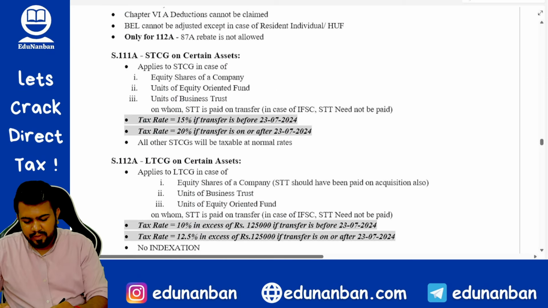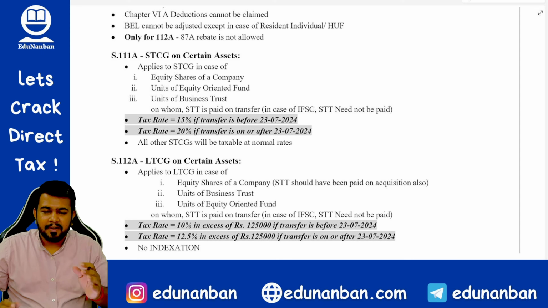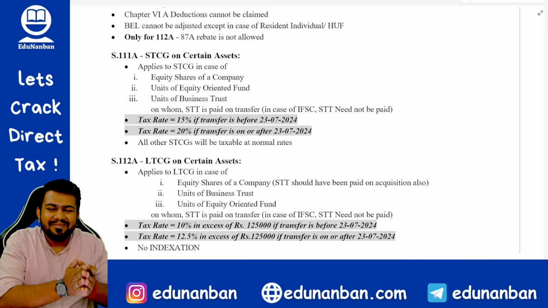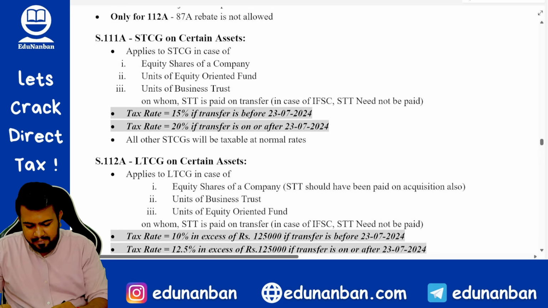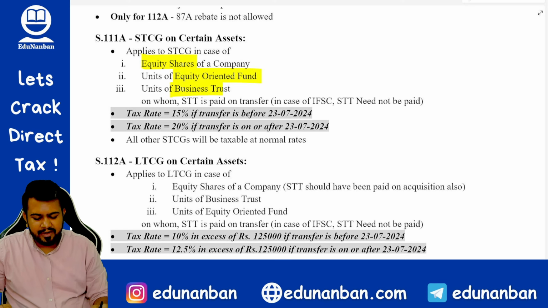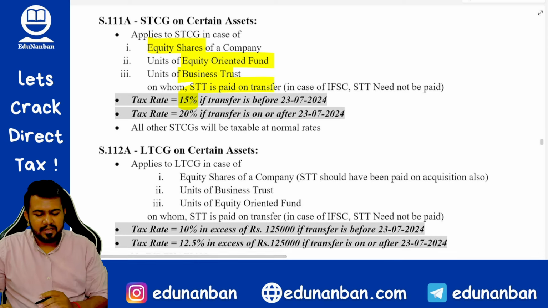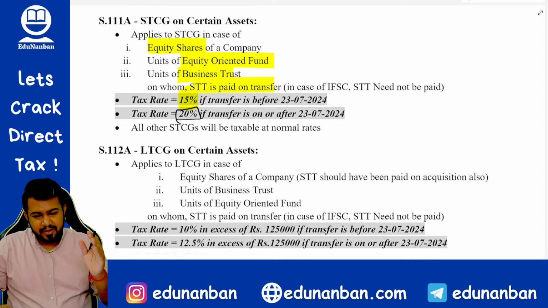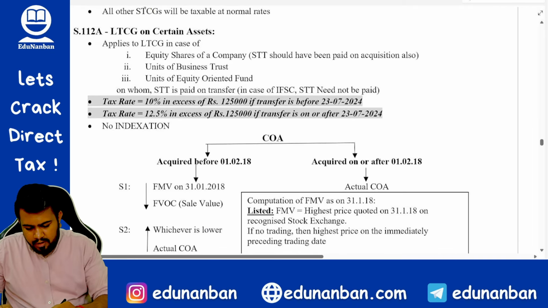Okay, so what are the new tax rates now? The tax rates also have changed from 23/7/2024, Kanna, that is the date of the budget. So before that you have to study the old tax rate. If the transfer takes place from 23/7/2024 onwards, you have to study the new tax rate. So both you have to study. In case of 111A, short term capital gain, in case of equity shares, unit of equity oriented fund and business trust, on whom STT is paid on transfer, what is the tax rate? It was 15%. Now it has been increased to 20%. So transfer before 23/7 15%, on or after 23/7 20%. You get my point?